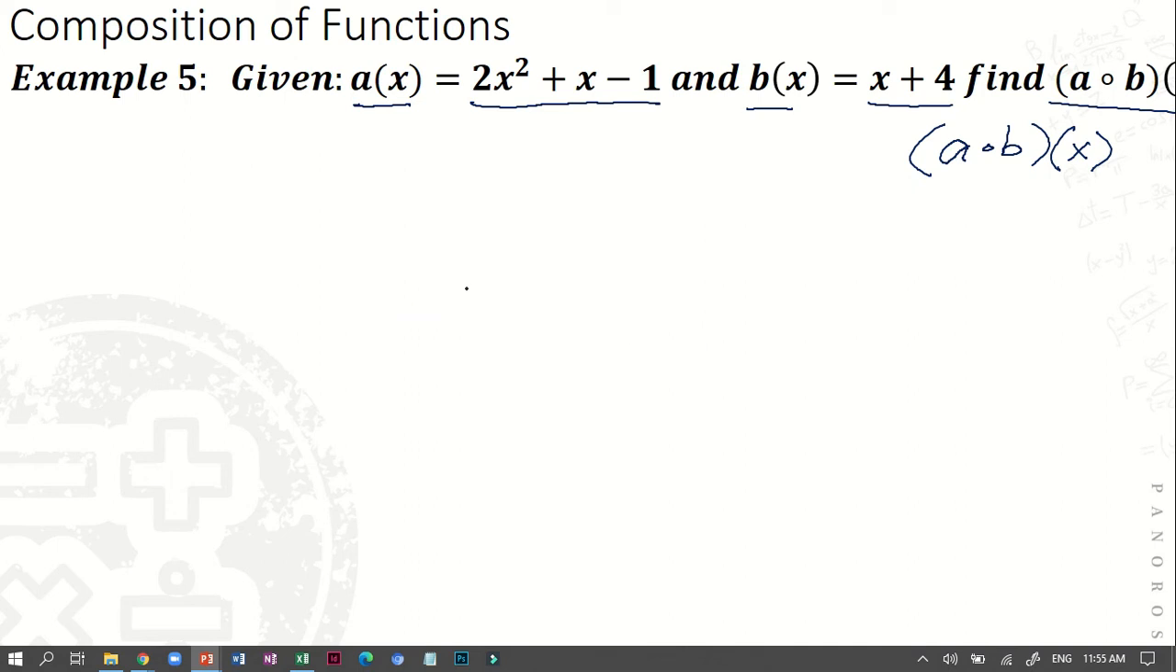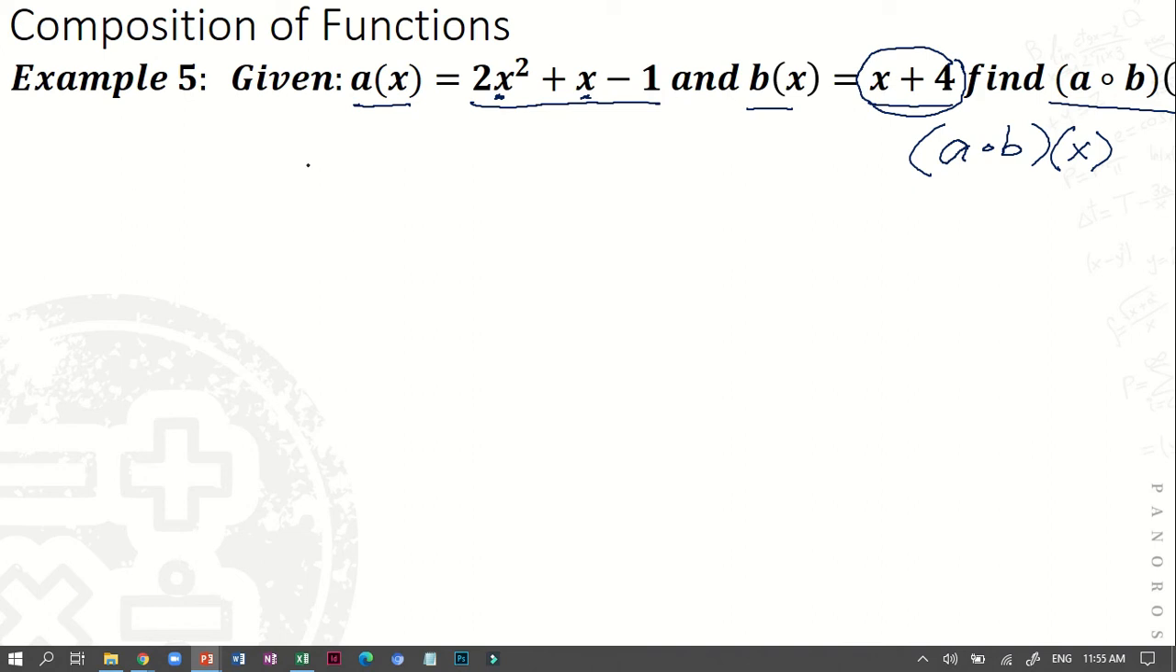Okay, so, ang inner function natin is x plus 4. Ang original function, or primary function, hindi naman original. So, primary function natin is 2x squared plus x minus 1. So, yung dalawang x dito, tatanggalin mo yan mamaya. Papalitan mo yan ng x plus 4 pareho. So, medyo mahaba yung solution ito.